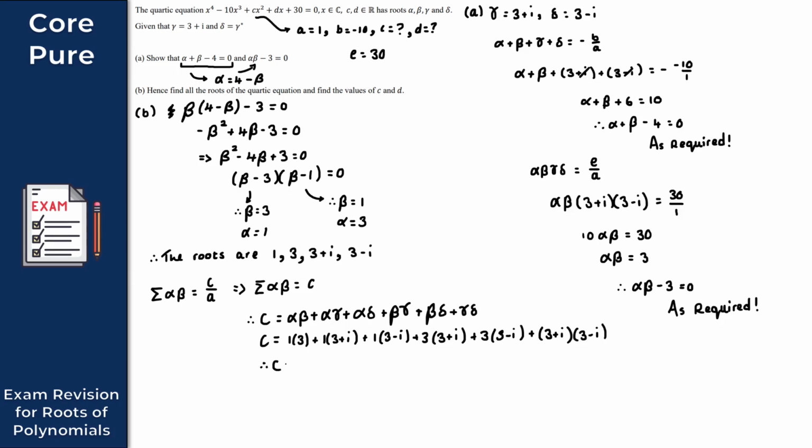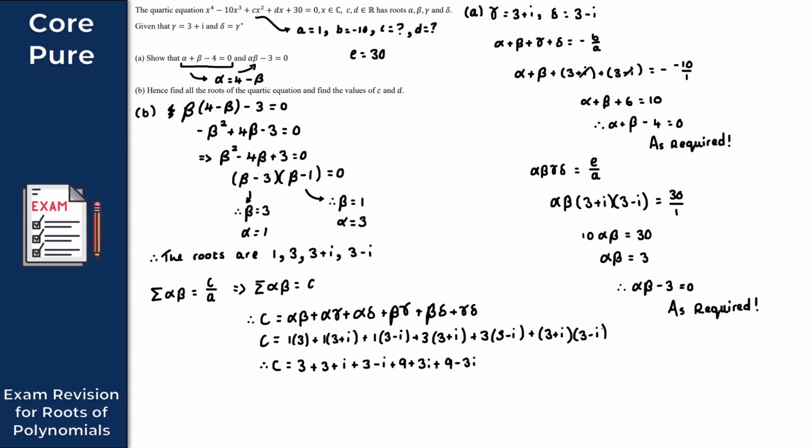So in that case then C here is equal to 1 times 3. So that's 3. 1 times 3 plus i. So we get 3 plus i. I've got 1 times 3 minus i. So again I get 3. Then I get minus i. I won't cancel anything just yet. I'll do that at the very end. I've got 3 times 3 plus i. So we get 9 plus 3i. I've got 3 times 3 minus i. So we're going to get 9. And we get minus 3i.